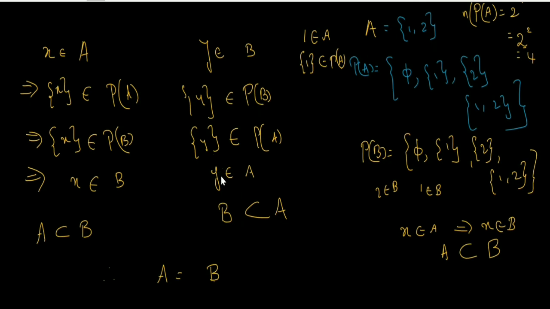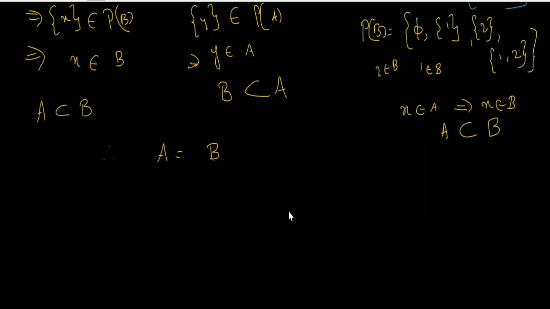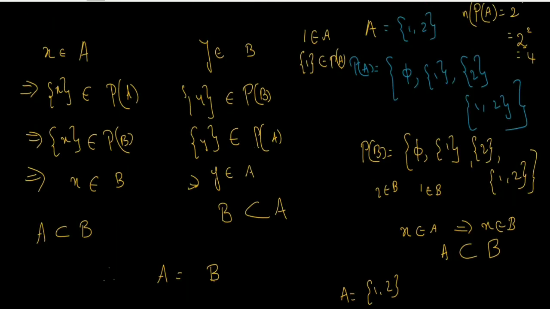That means Y belongs to the set A, because the set {Y} belongs to the power set of A. So we have Y belongs to B implies Y belongs to A. That means B is a subset of A. So A is a subset of B and B is a subset of A. Suppose A is {1, 2} and B is {2, 1} or something. A is a subset of B, B is a subset of A. In that case, A will be equal to B. Hence we have proved. Thank you.